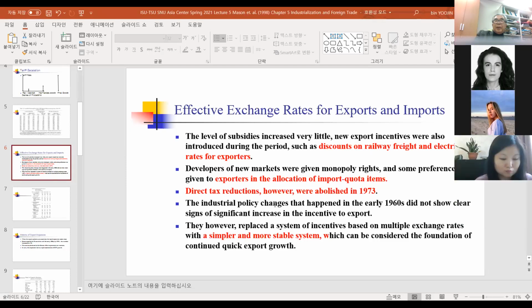The industrial policy changes that happened in the early 1960s did not show clear signs of a significant increase in the incentive to export. They, however, replaced a system of incentives based on multiple exchange rates with a simpler and more stable system, which can be considered the foundation of continued quick export growth. So they got a more stable system.